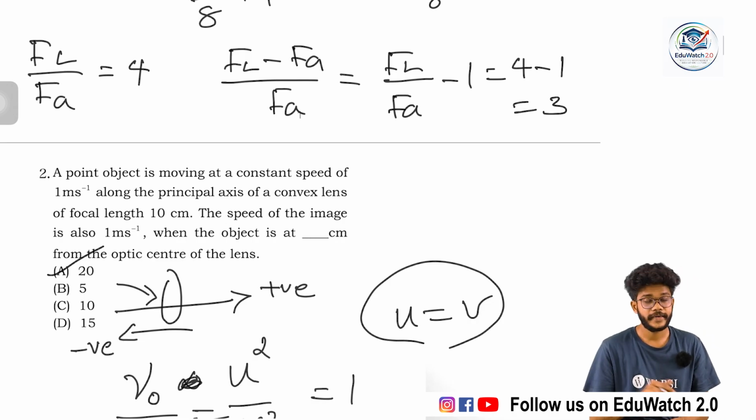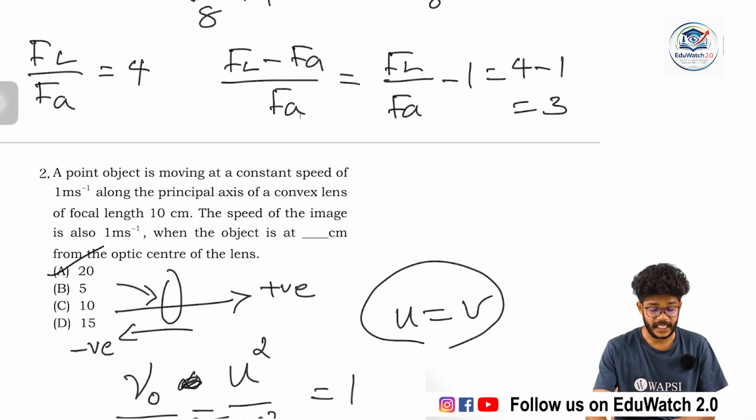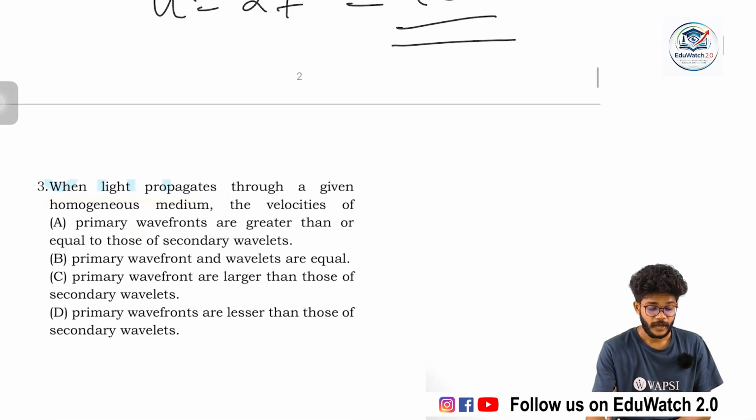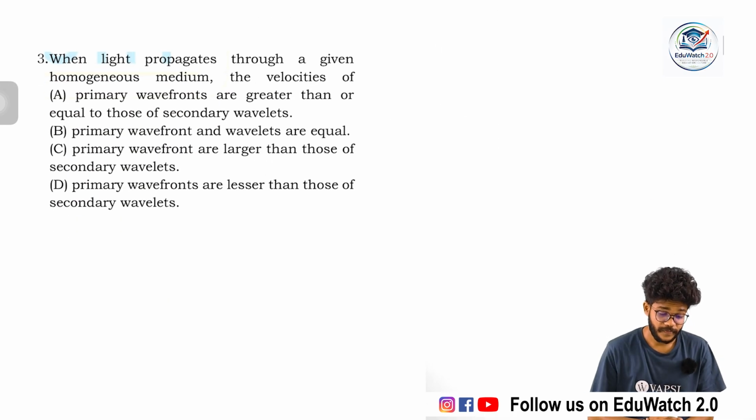Here we have used the idea that the velocity is proportional to the square of the distance between the lens and the place where the object is placed or the image is formed. Okay, so we can move to the third question.